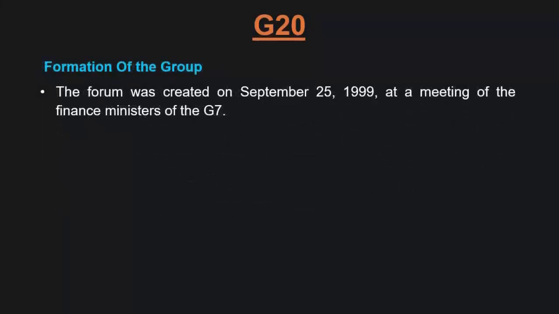Now let's discuss the formation of the group. The forum was created on September 25, 1999 at a meeting of the finance ministers of the G7. But the question is, why was the G20 created? It was created because at that time the existing groups such as G7, G8 and Bretton Woods system realized that they are unable to provide financial stability to the rapidly globalizing world, and hence they conceived of a new broader group of major world economies.